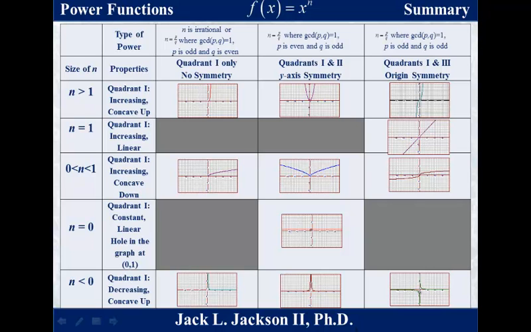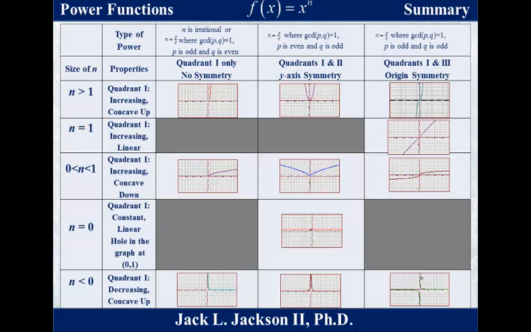And the final one down here in the lower right corner is where we have a negative power where it's odd over odd. And again, as all the negative powers in the first quadrant, you just have decreasing concave up, asymptotes of the x and y axes. This time we rotate around, we're decreasing concave down in the third quadrant, again with the same asymptotes. So these are the possible graph shapes that you can get.